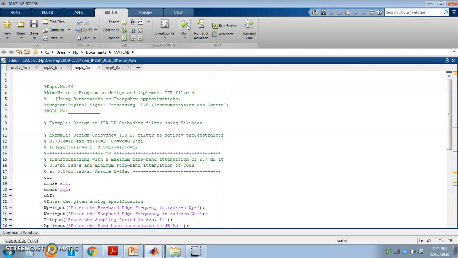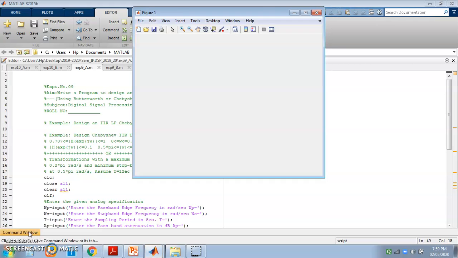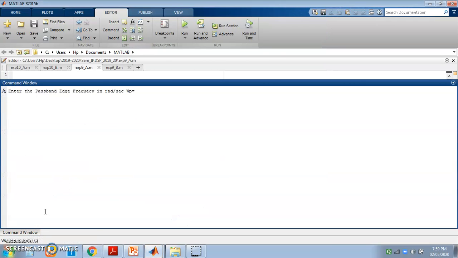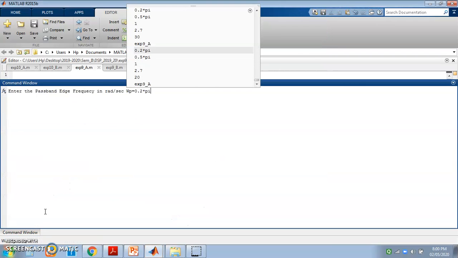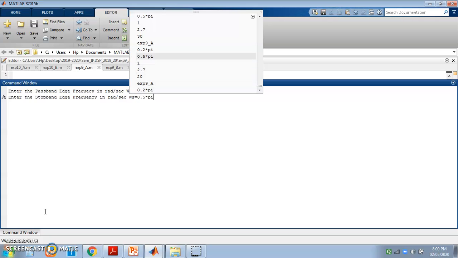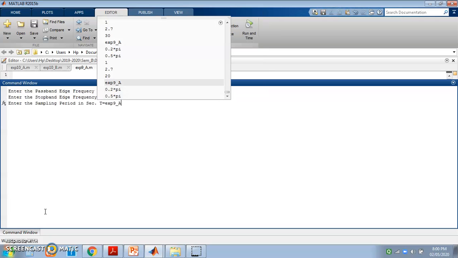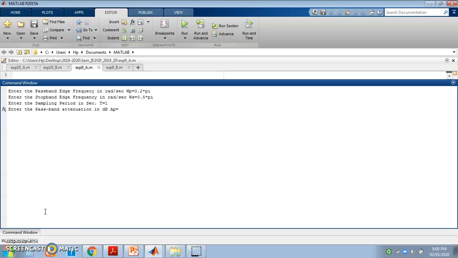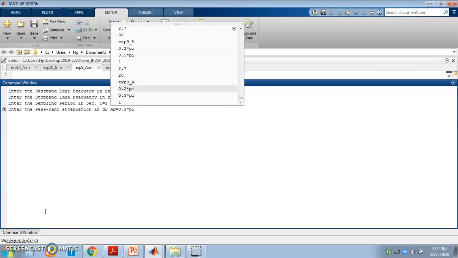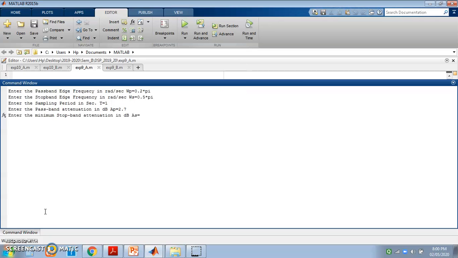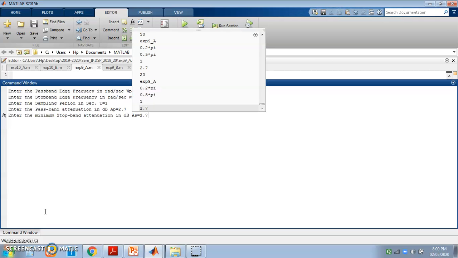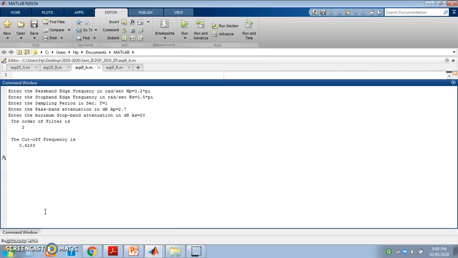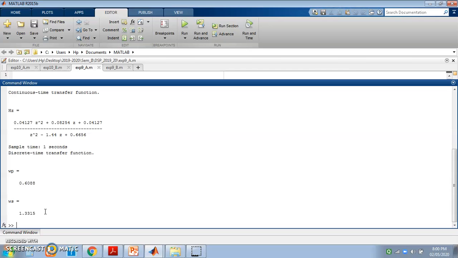So once I run this code, the MATLAB will ask me to enter the passband frequency. So my passband frequency is 0.2 pi, stopband frequency is 0.5 pi, the sampling period is equal to 1 second, the passband attenuation is 2.7 dB, and the minimum stop band attenuation is about 20 dB. So these are the values that we can convert from the given specification.